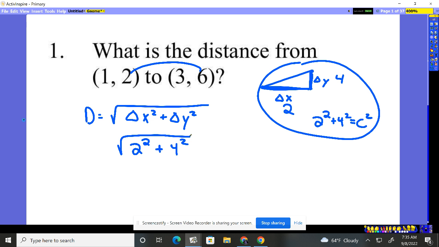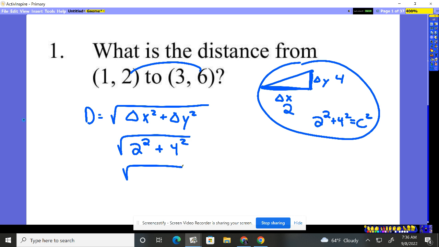Now, some of you might go, oh, I did 2 minus 6 and got negative 4. Distance is always positive here. We're just trying to figure out the difference between 2 and 6. And even if you squared negative 4, negative 4 times negative 4 is going to be positive 16. No matter what you do, it's going to be positive.